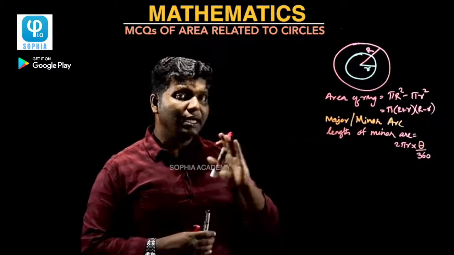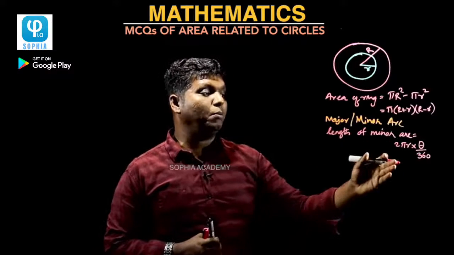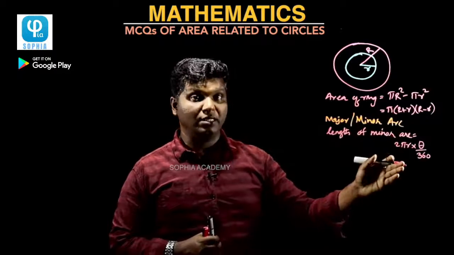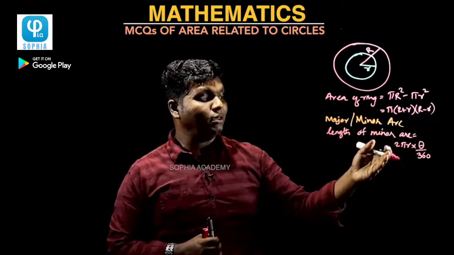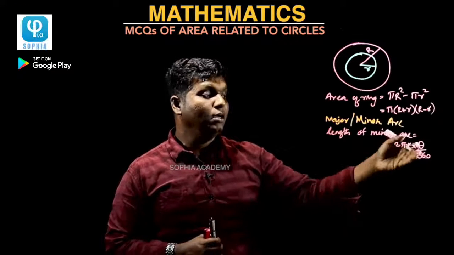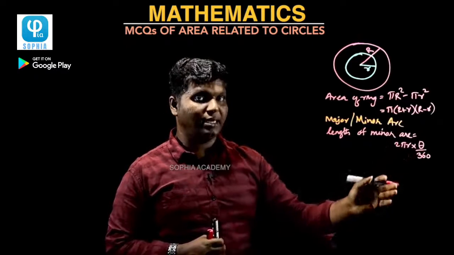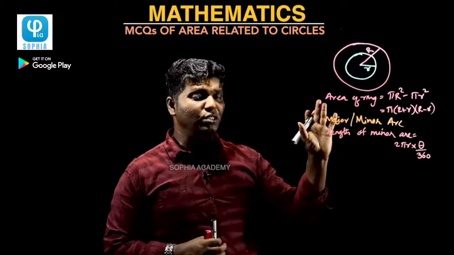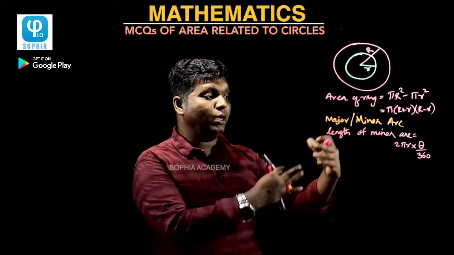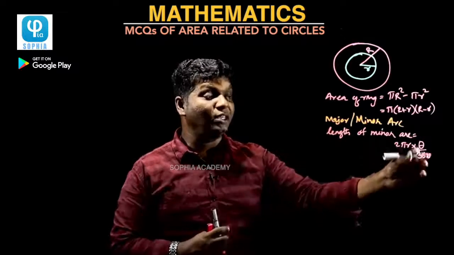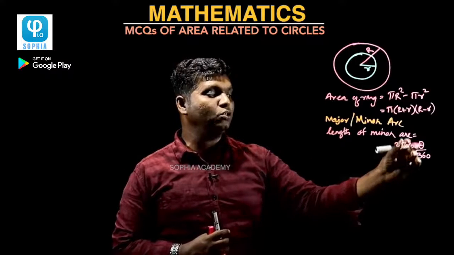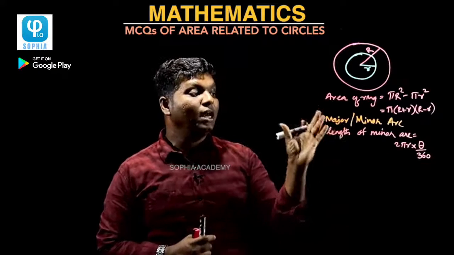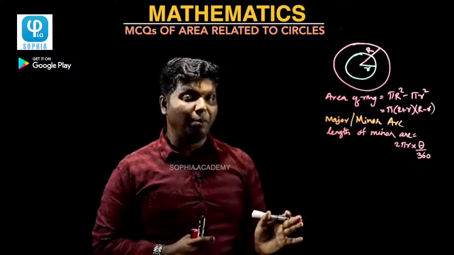Actually, I'm taking it like this. In other textbooks, you can see pi r into theta by 180 also. They cancel the 2 and 360 by the table of 2 and make it 180. You can do it like that, but I'm using theta by 360 again and again because when I explain the next topics, you can understand why I took this point. So the circumference into theta by 360 will give the length of the minor arc. Now you got the length of the minor arc.